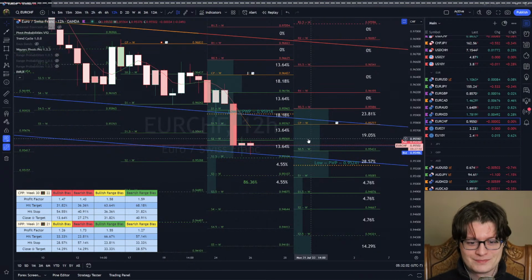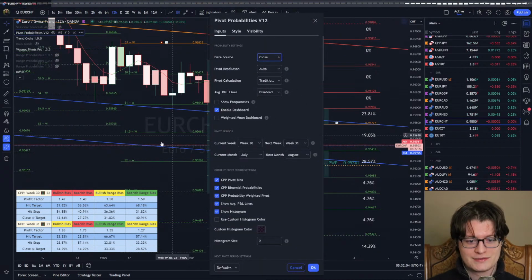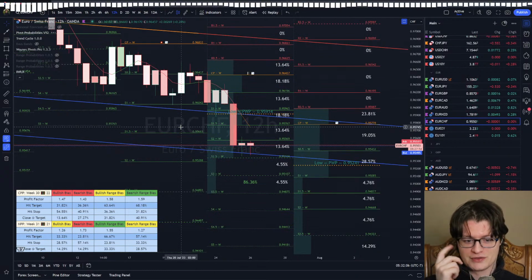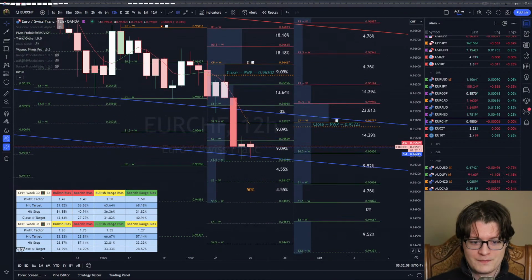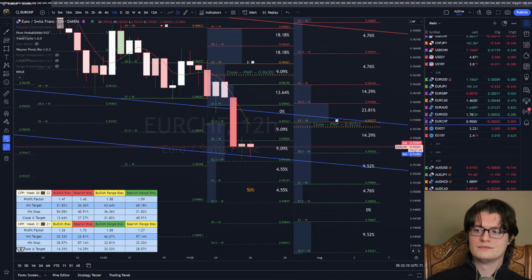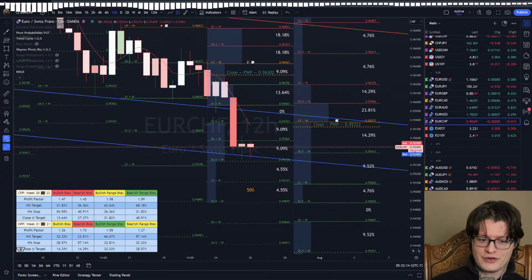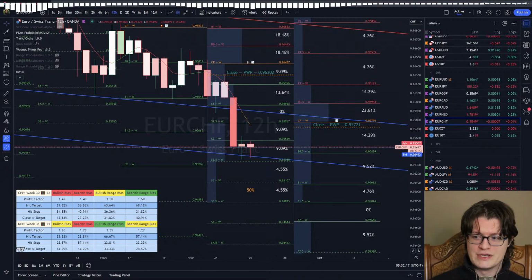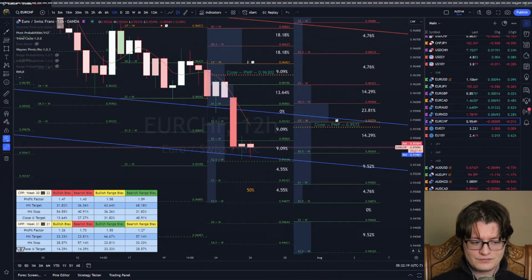Yeah. I would not be surprised if most of the closes for this week were above here. Those low odds look very, very good, but these closing odds don't.